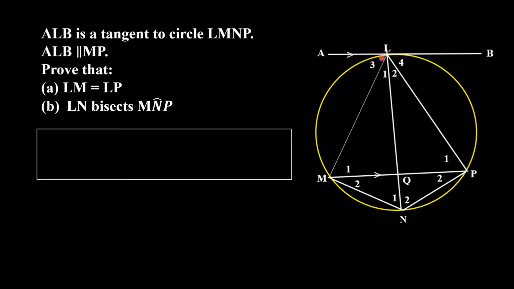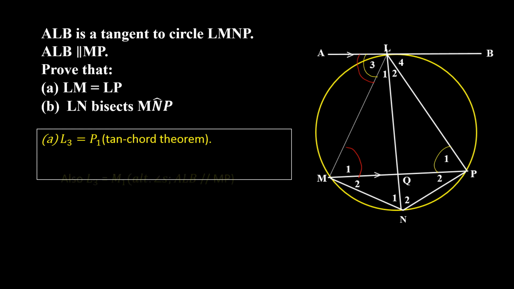Angle L3 is equal to P1. We apply the tan-chord theorem there: the angle between tangent and chord is equal to the angle in the alternate segment, so L3 equals P1. Also, we know that ALB is parallel to MP. It's already given. And therefore L3 is equal to M1, alternate angles. So in conclusion, L3 equals P1 and L3 equals M1.